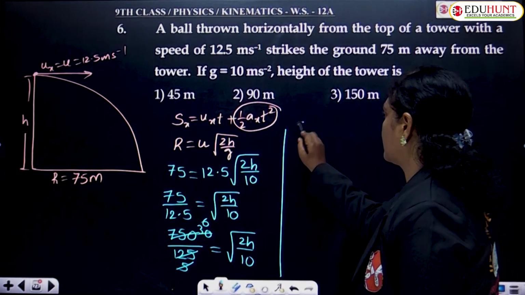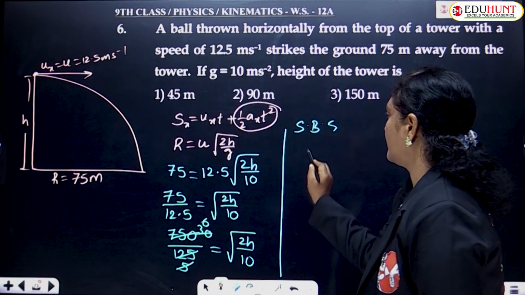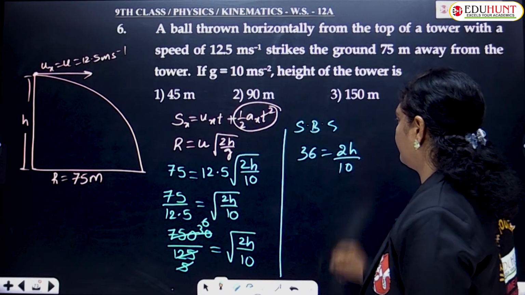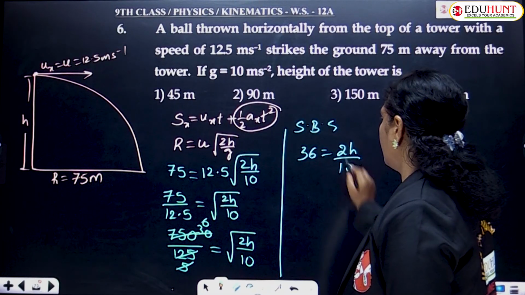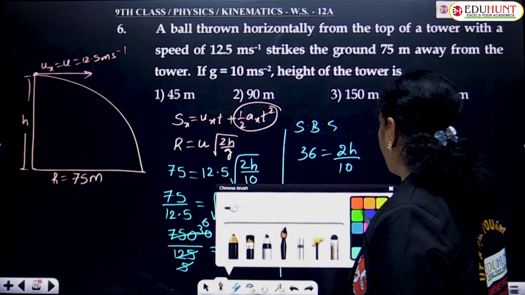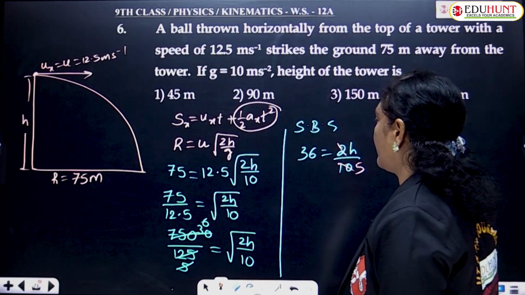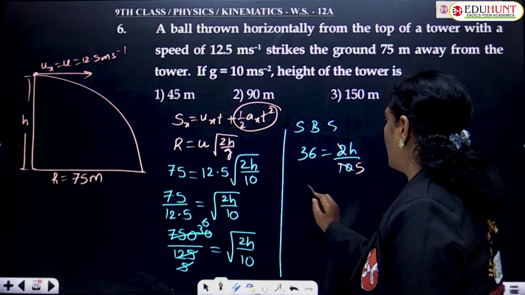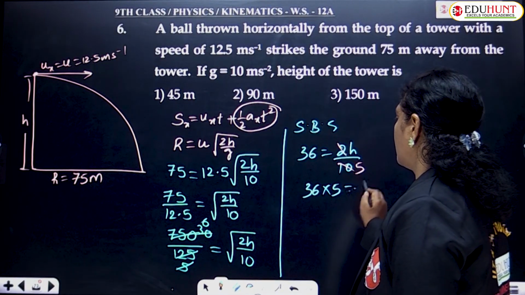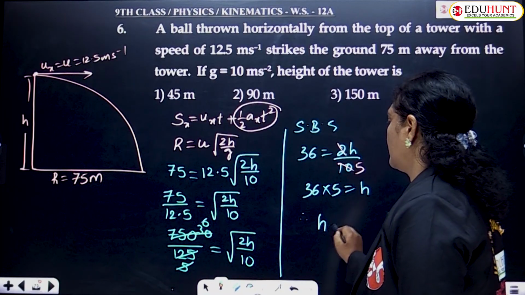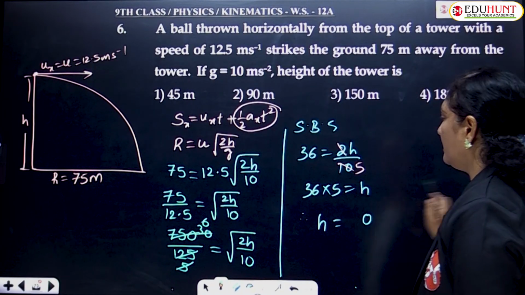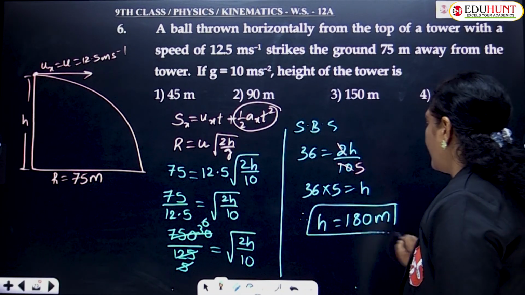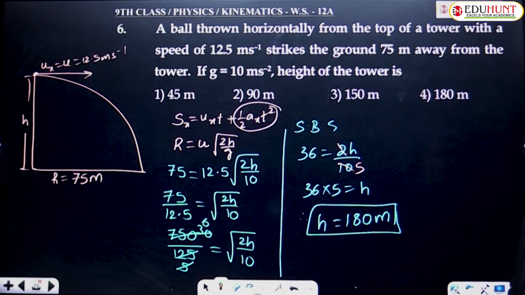Squaring on both sides, what we'll get? 6 squared is 36 equals, the root gets cancelled, 2h by 10. Bringing this 2, the 2 and 10 will get cancelled, 2 goes 5 times. Bringing the 5 to the other side, we have 36 into 5 equals h. Therefore, h is calculated as 6 fives are 30, 3 fives are 15 plus 3 is 18. So the height of the tower is found to be 180 meters.